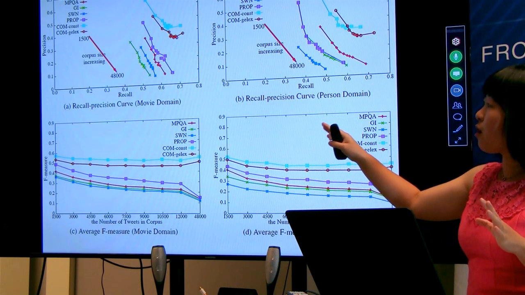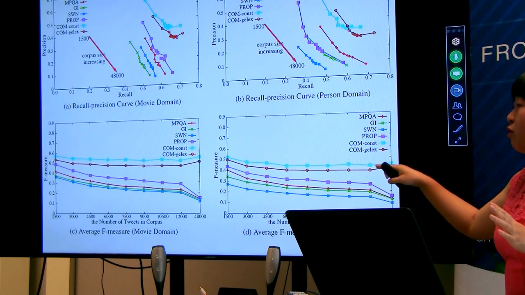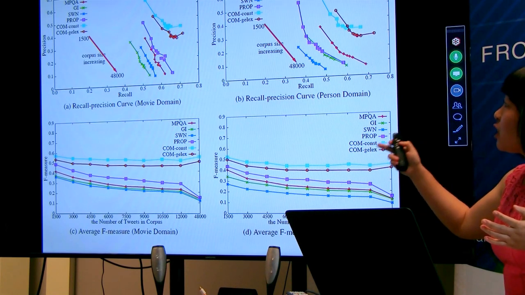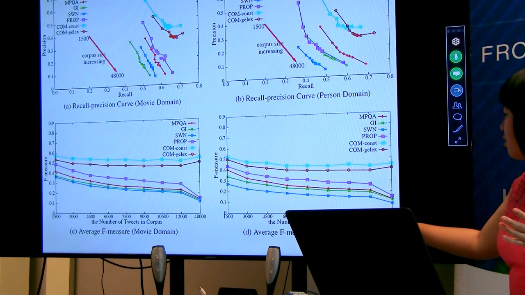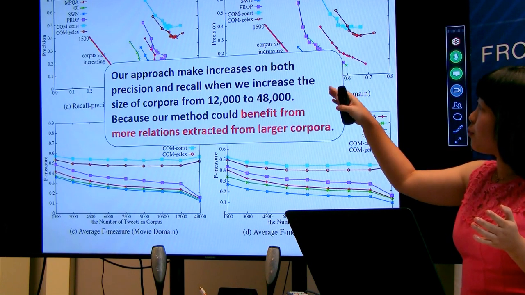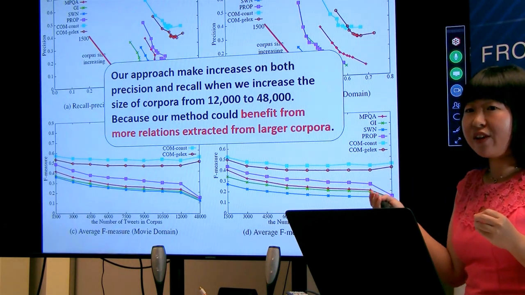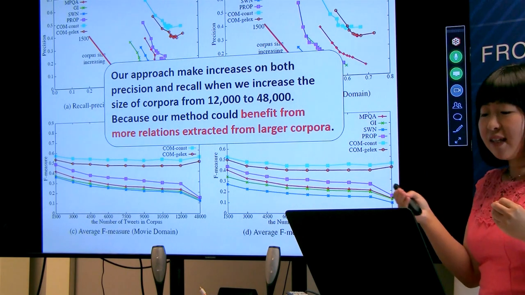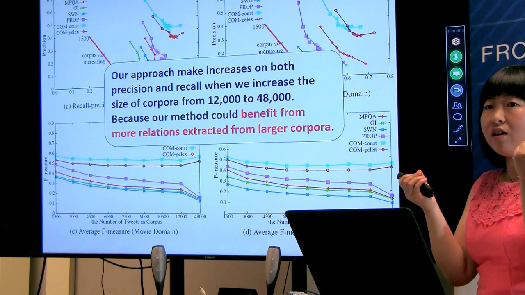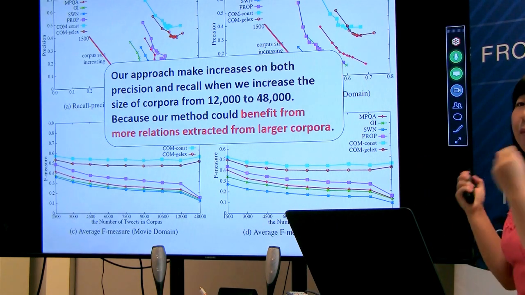We compare both the recall-precision curve and the F-measure. We still can see that our approach is always above the other approaches. And also when we increase the corpus from 12,000 to 48,000, we can even see the increase of precision, recall, and F-measure. It's because our approach can benefit from more relations extracted from larger corpora. Given large corpora, the strength of the connection between two candidates can be more accurate because we have more evidence.